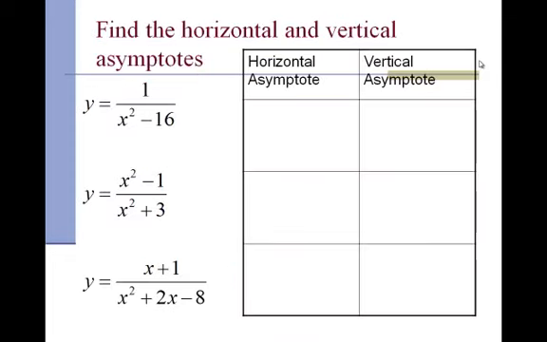Okay, we're going to find the horizontal and vertical asymptotes of each one of these examples. Pause until you're ready to go over them.